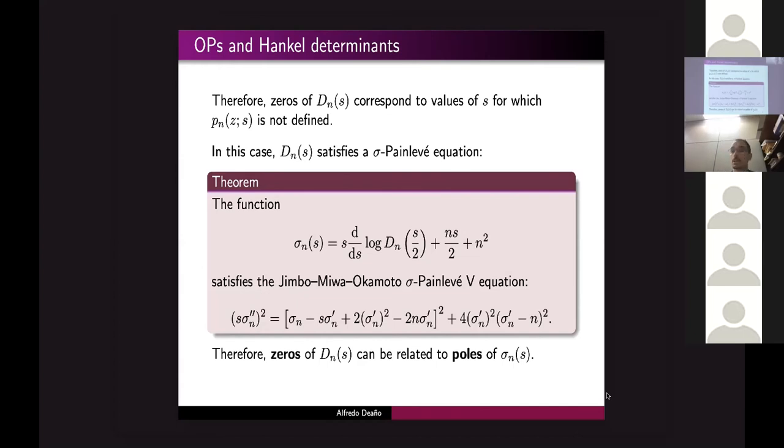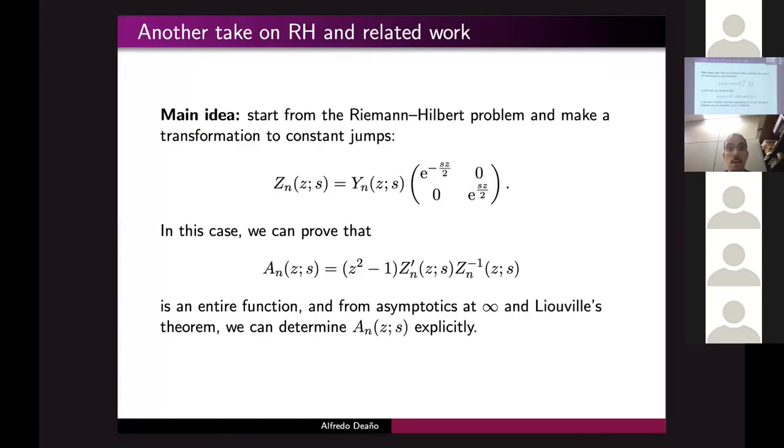So it's not clear how this helps computationally, because finding the poles of solutions of Painlevé equations is a difficult problem. But the connection is nice, so here you have another perspective on the same problem. So how do you prove this? Galina discussed it yesterday, and there are many references. If you want to have a look, one good recent reference is the book that Walter wrote on orthogonal polynomials and Painlevé equations.